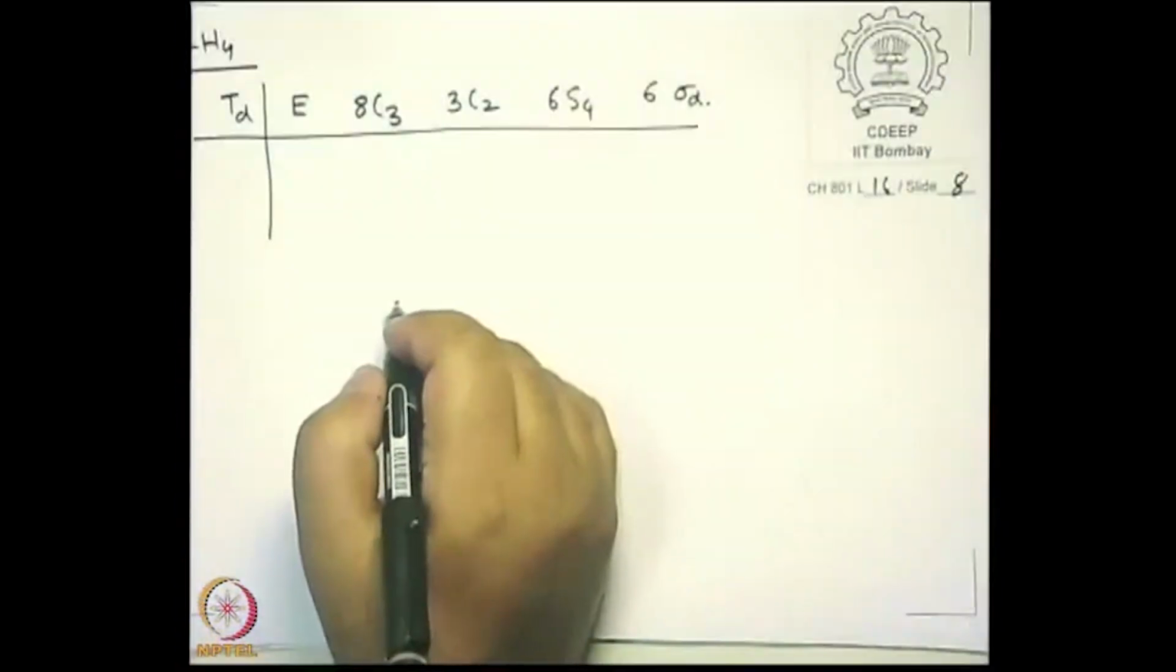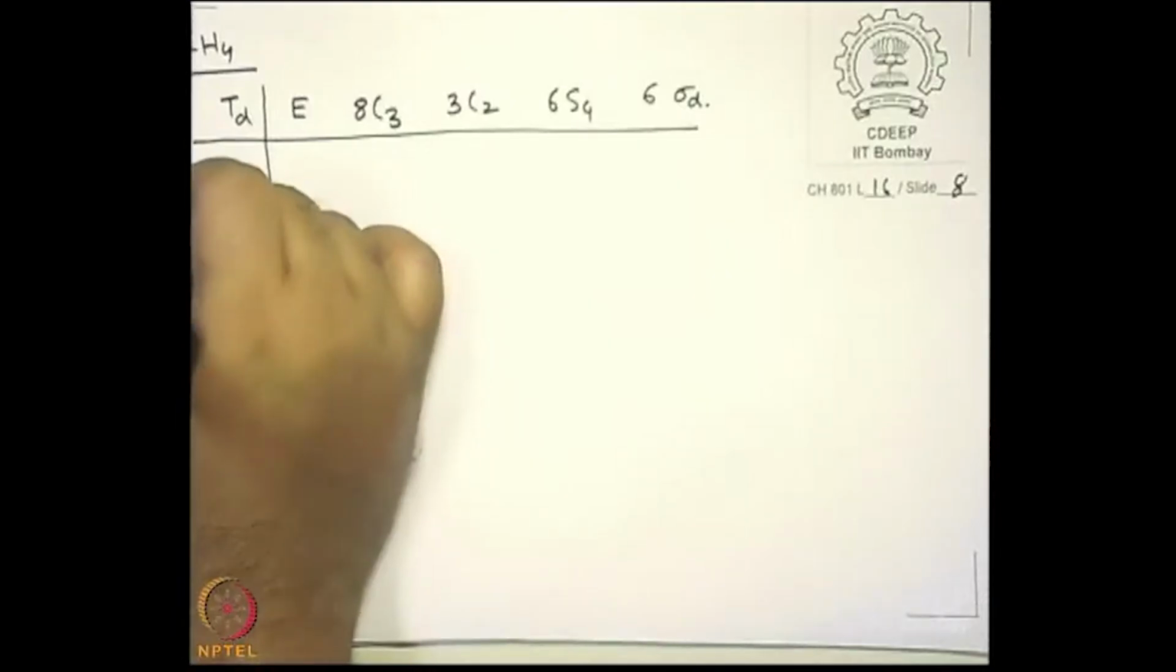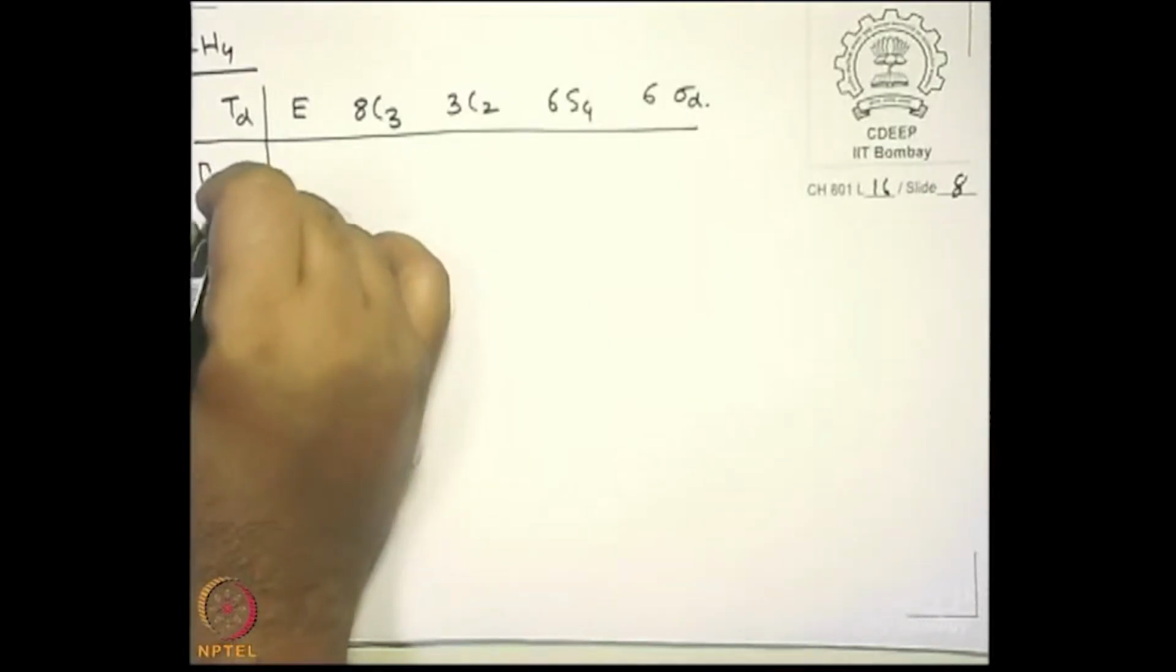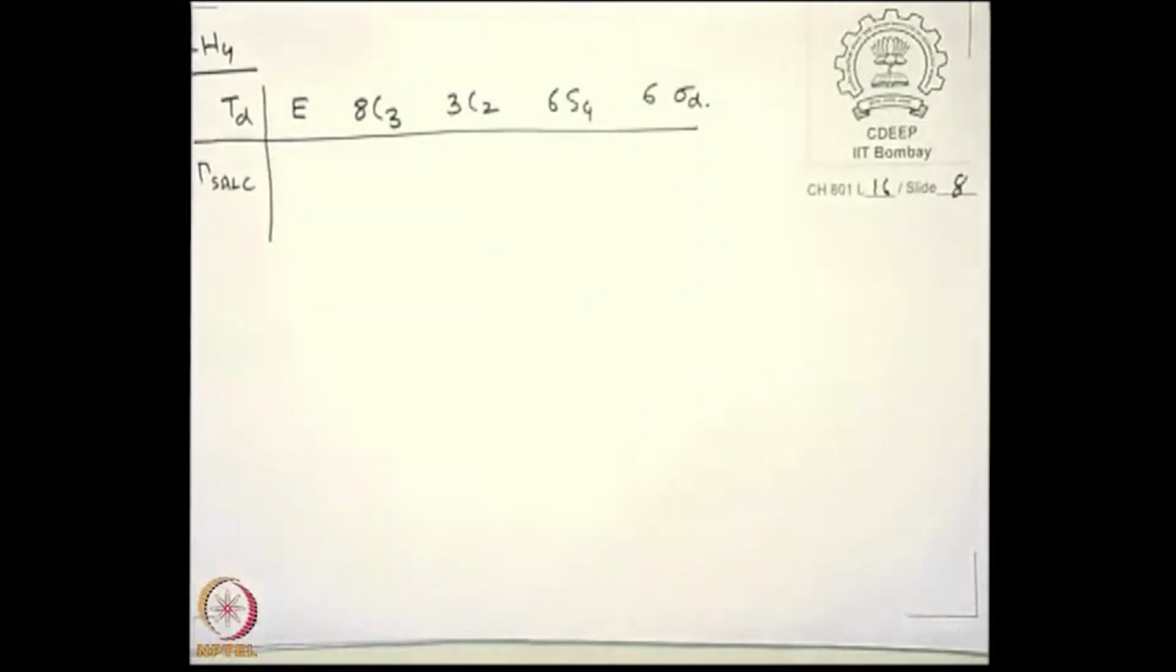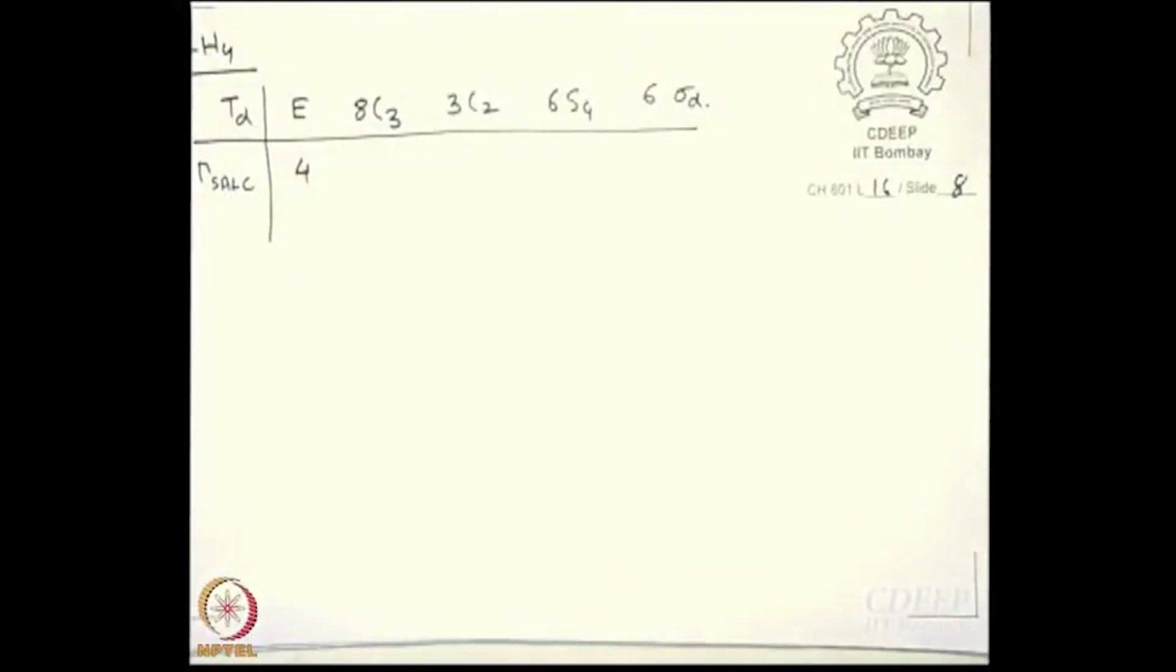Now what I can do is, as usual, how many hydrogen atoms are there in CH4? 4, right? They are the pendant atoms, carbon is the central atom. So I can construct gamma SALC by using the 1s orbitals of hydrogen atoms, right? Character of E will be 4. What will be the character of C3? 1 or 0 or 2?